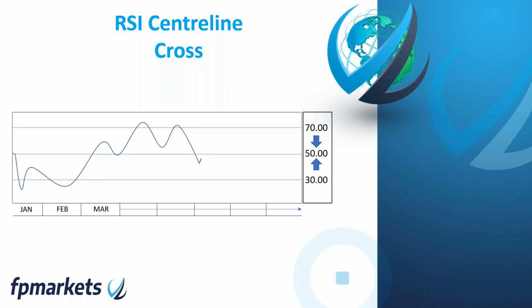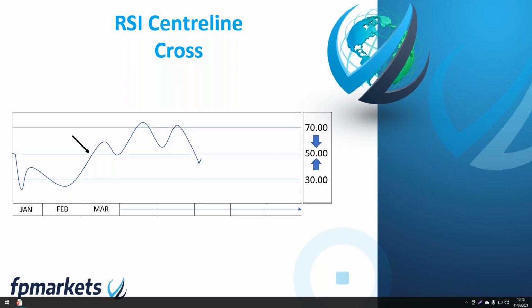Again, you'll have to excuse my artistic interpretation here, but here goes. So look, a rising centerline cross, which means the RSI value crosses above the 50 line in the direction of the 70 overbought threshold, which indicates the trend is increasing in strength. Essentially a bullish signal until the RSI approaches the 70 overbought.